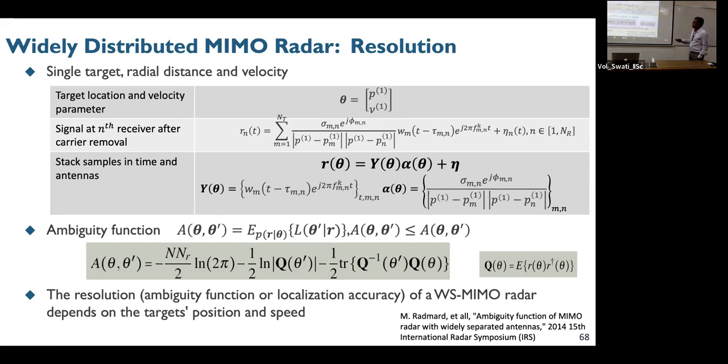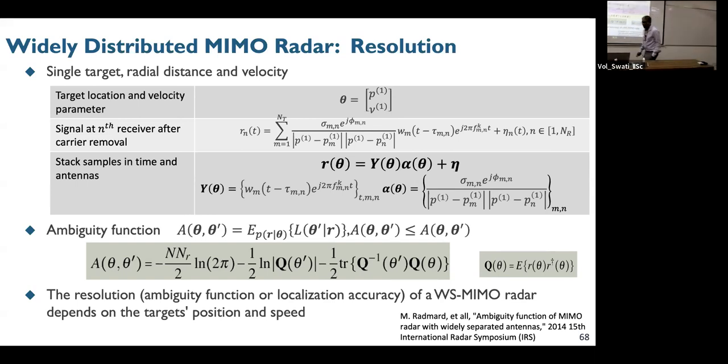I'm sorry, this is a typo here. This should be theta theta here, not theta theta prime. So this is the ambiguity function, and you could evaluate it in this format where, for Gaussian statistics, the ambiguity function depends on Q of theta, which is the covariance matrix of the received signal with the actual theta and also with the estimated theta or any other theta that you would like to put. So now this would be the ambiguity function.